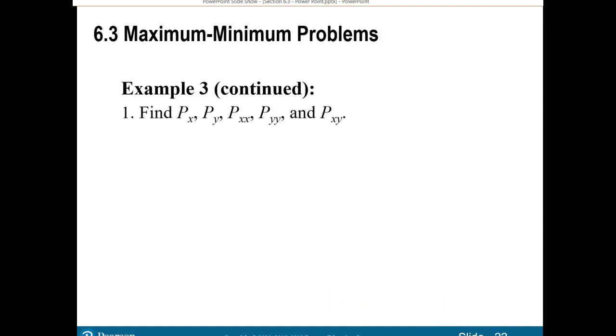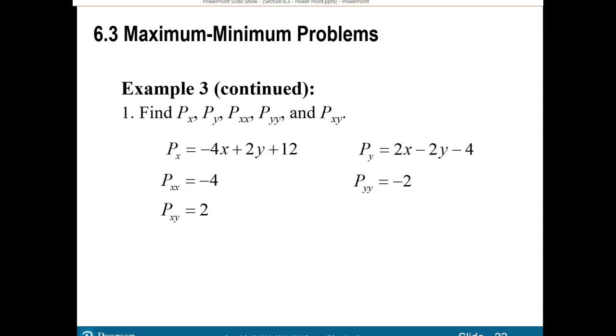So I find my partials, all the partials of that profit function that I need. So the first derivative with respect to x, negative 4x plus 2y plus 12. Then with respect to x again, negative 4. And then if I went back to that first with respect to x and differentiate with respect to y, we get 2. First with respect to y, 2x minus 2y minus 4. And then do that one with respect to y a second time, negative 2. So all my second partials are constants.